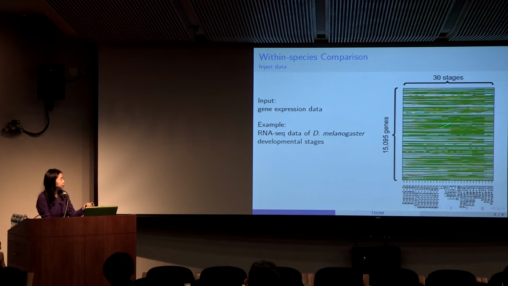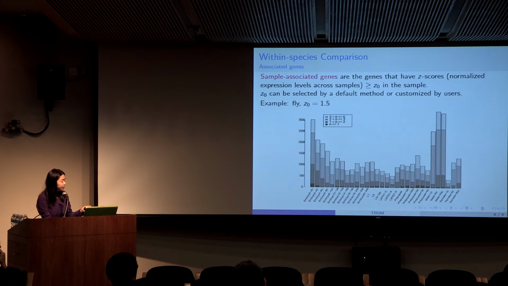This is an illustration of the input data. Let's say you are interested in within-species comparison of multiple samples in fly, Drosophila. These are the samples and these are the genes, and this is the input gene expression matrix. Here the samples are 30 developmental stages. Using our method, in the first step you select associate genes for every sample. This bar graph summarizes the number of genes per stage.